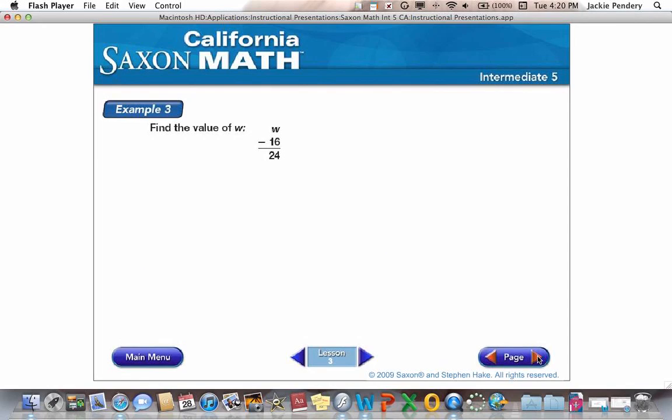erase my W. Whoa, not what I wanted to do. Sorry, give it a sec, it'll rewrite it for you.